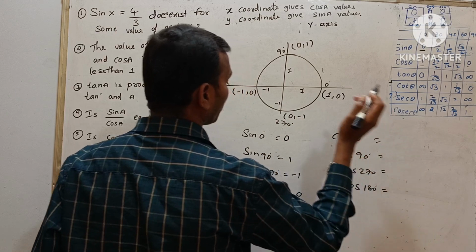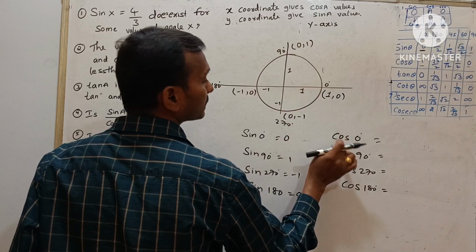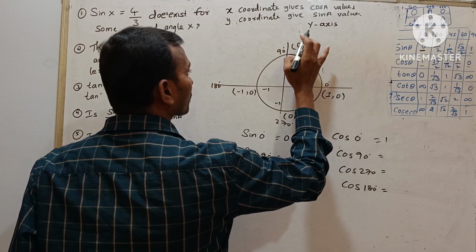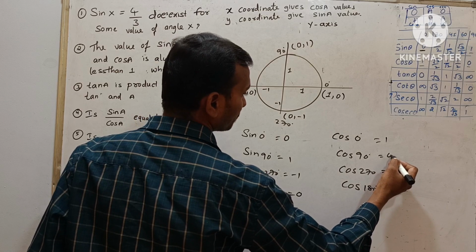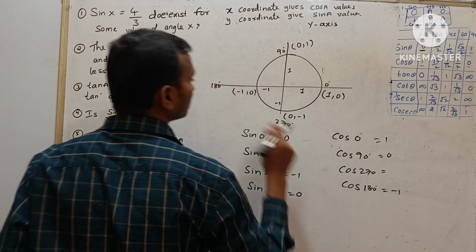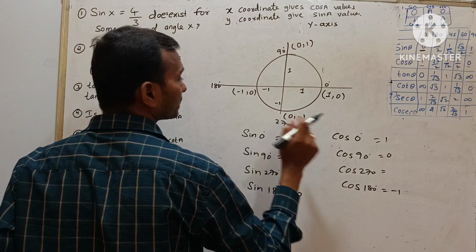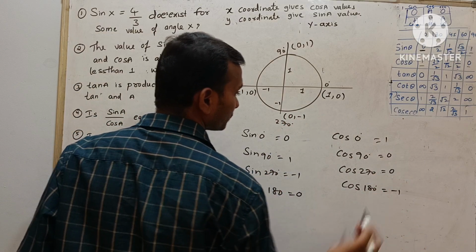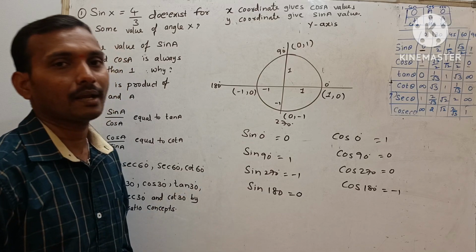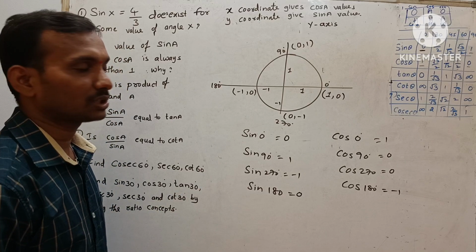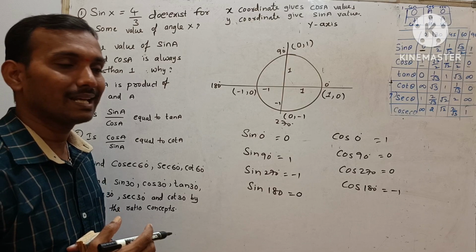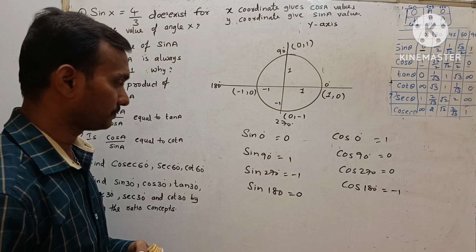X coordinate will give you cos value. That is cos 0 is nothing but 1. Cos 90 is nothing but 0. Cos 180 is nothing but minus 1. Cos 270 is nothing but again 0. So if you observe, these values are less than or equal to 1. That's why cos A and sin A value is always less than or equal to 1.